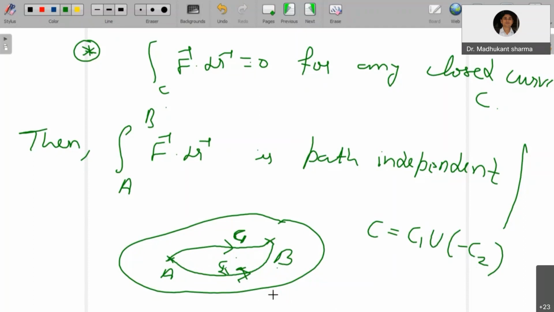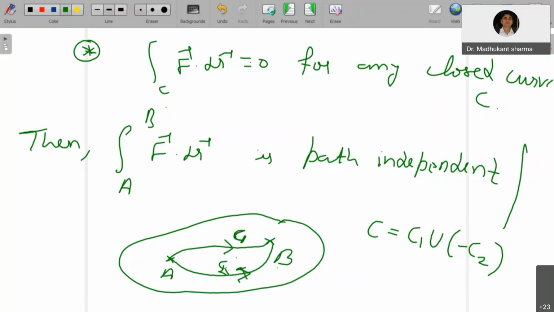So this will become the closed curve. I have taken this in a clockwise direction; you can also go for the anti-clockwise direction. So that's the very first thing. And also they are non-overlapping curves.